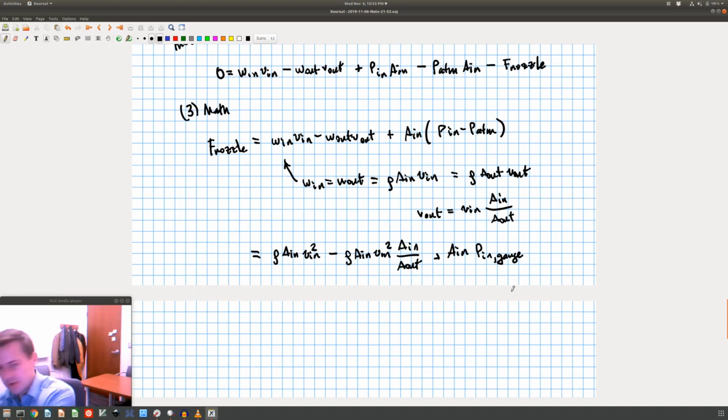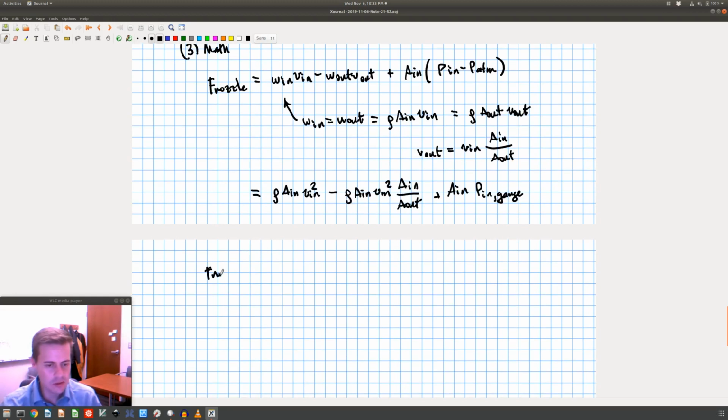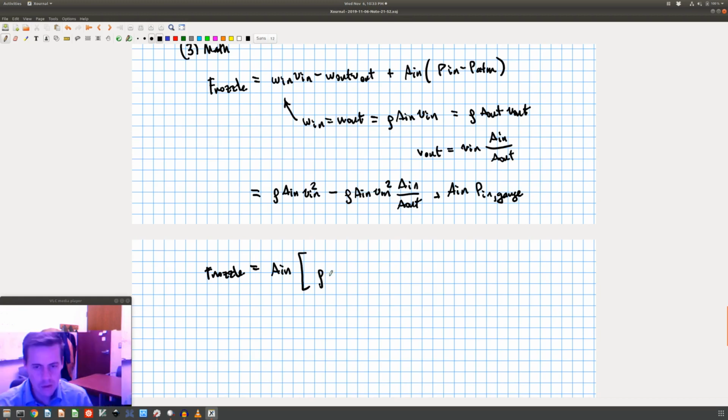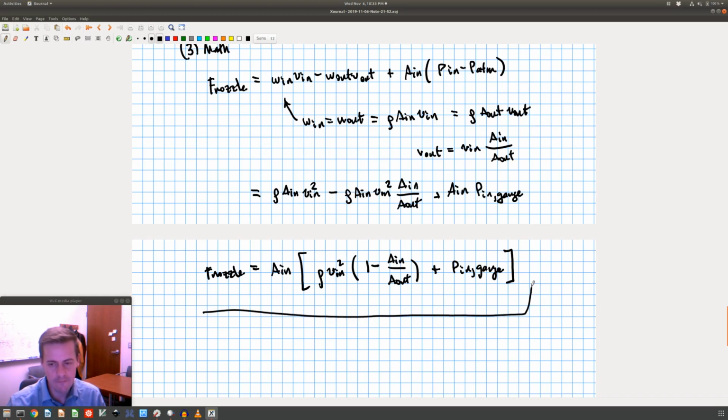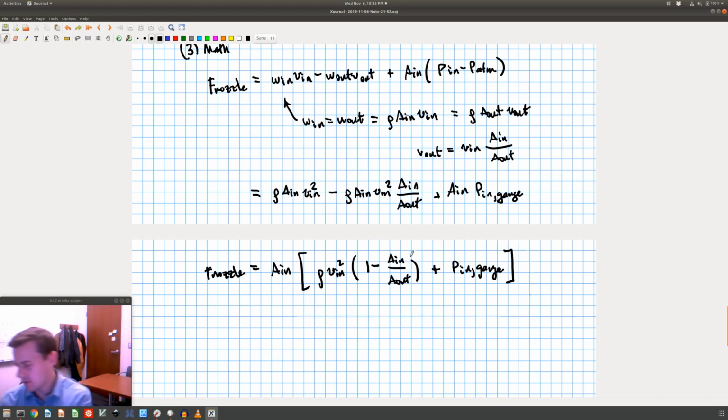Okay, so I'm almost done. So F nozzle is equal to, and let me factor out an A in because there's one in all of these pieces. So I'm going to have A in multiplied by rho V in squared, from which I can pull a factor out there too, and I get 1 minus A in divided by A out, plus P in gauge. And voila, that's the end answer that I get. Ugh, terrible.